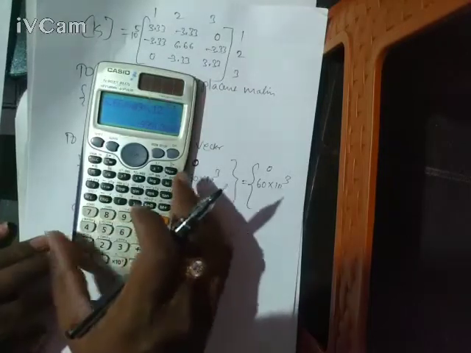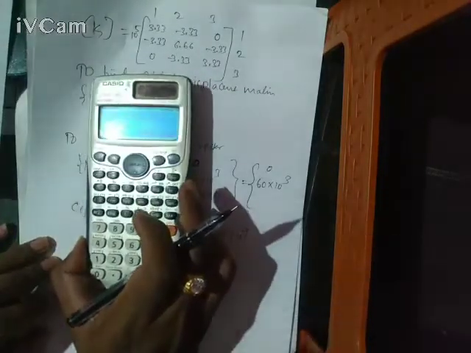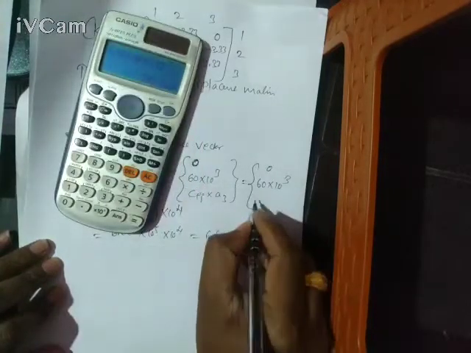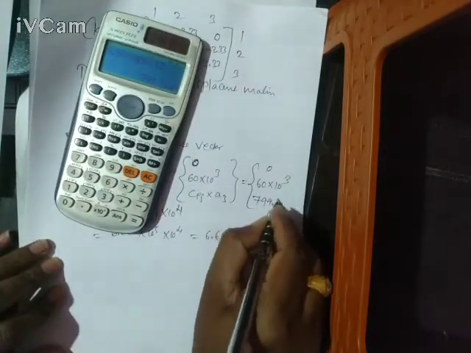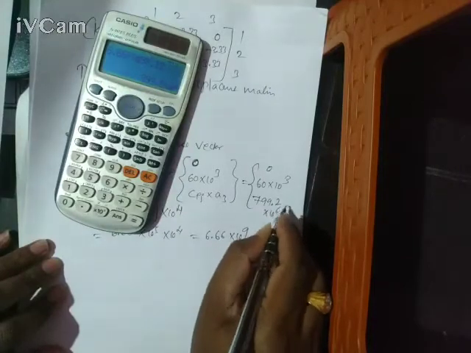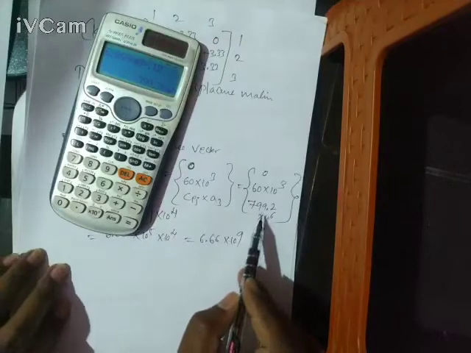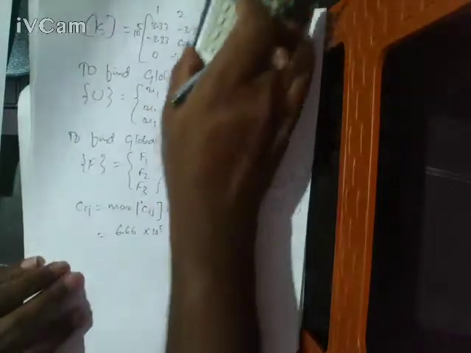Right? So I am getting 799.2 into 10 to the power 6. If I simplify this, 799.2 into 10 to the power 6. Okay. So this value is 799.2 10 to the power 6. So fine.